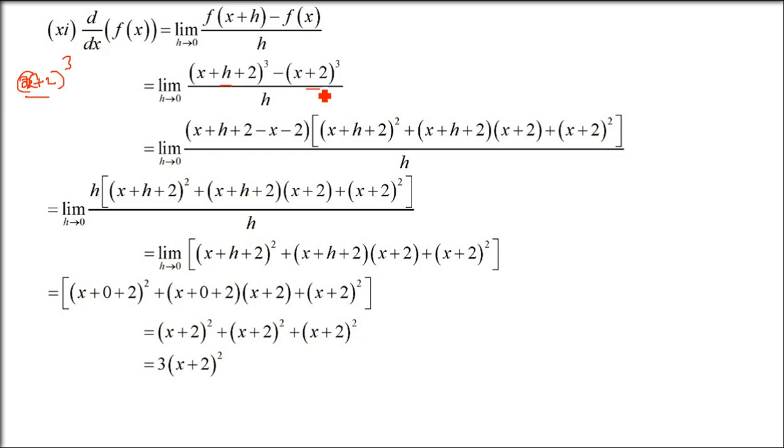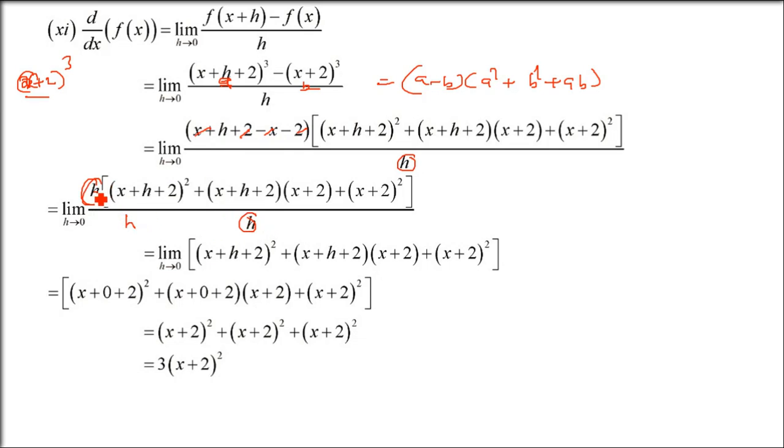Now a cube minus b cube formula you can use, right? Because you know that this x plus h plus 2 and x plus 2, if you take the a minus b, most of the things get cancelled. That is why you are going to use a cube minus b cube. So a cube minus b cube is, this is a and this is b, (a minus b) and (a square plus b square plus ab). So a is x plus h plus 2, b is x plus 2. Now 2 gets cancelled, x gets cancelled. You have h.